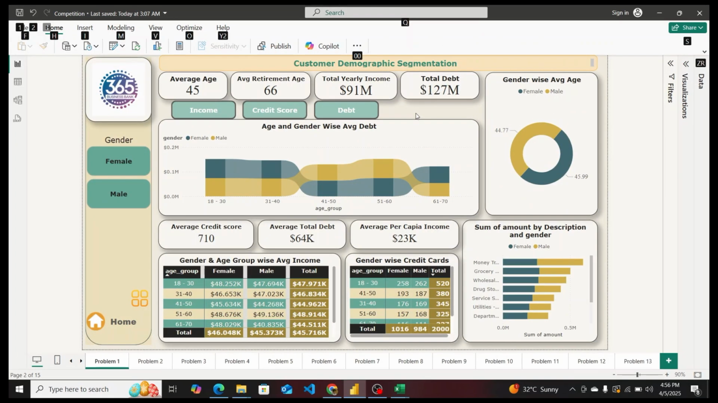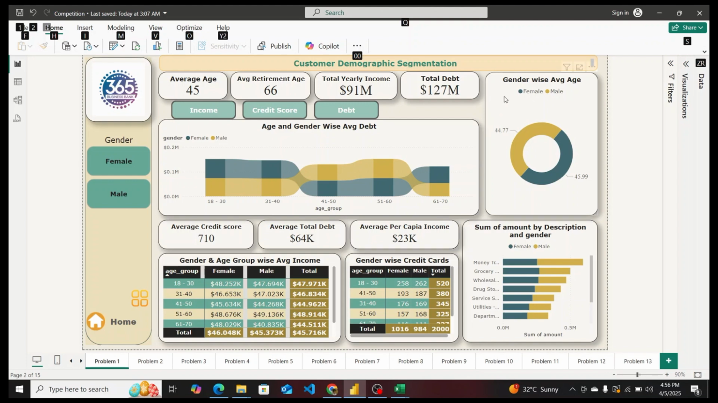So this is problem one, which is customer demographic segmentation. Let's dive into the insights. This is the average age of users, which is 45 years old, average retirement age, which is 66 years old, total yearly income, which is 91 million, and this is total debt, which is 127 million. Average credit score of users is 710. Average total debt is 64,000, while the average per capita income of users is 23,000.